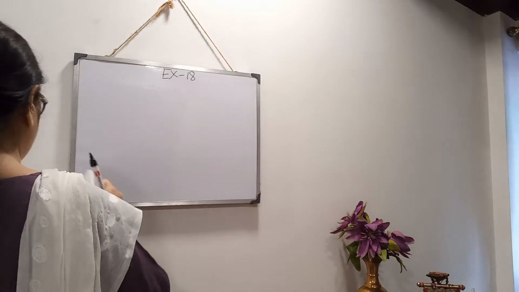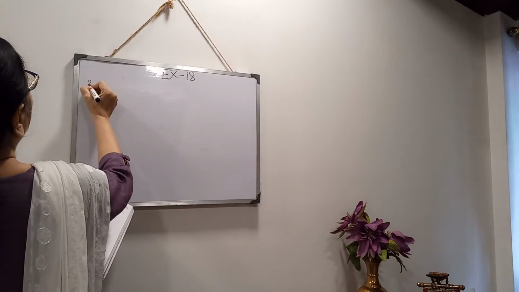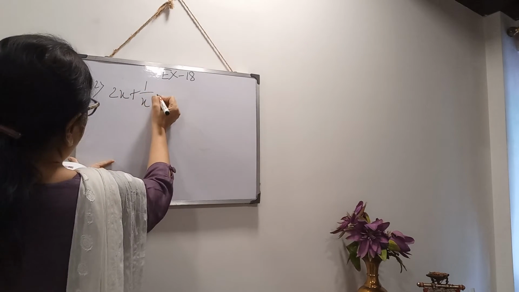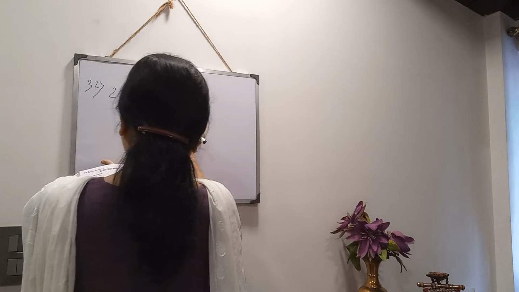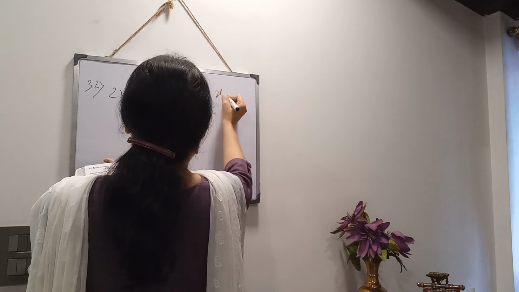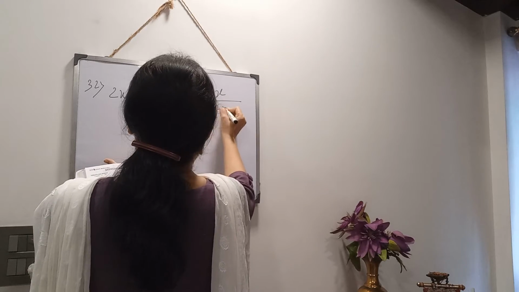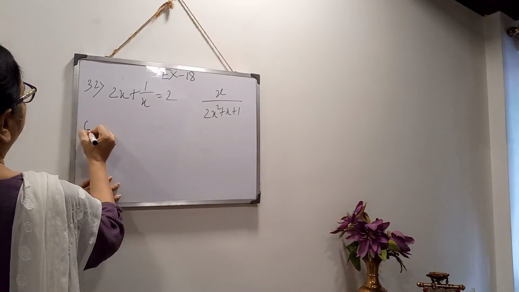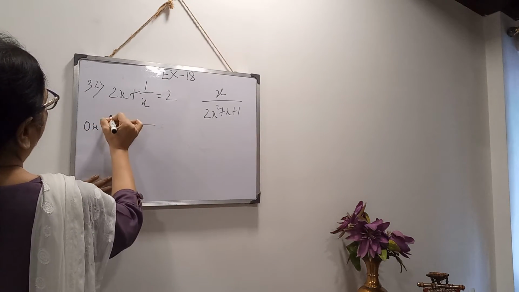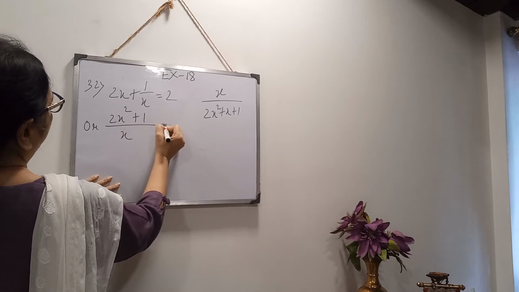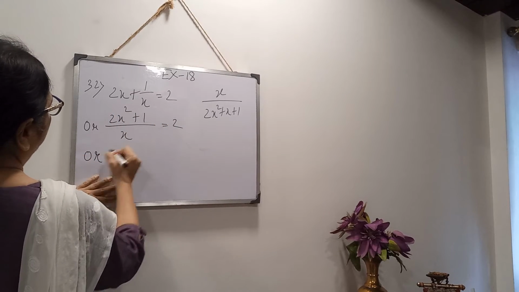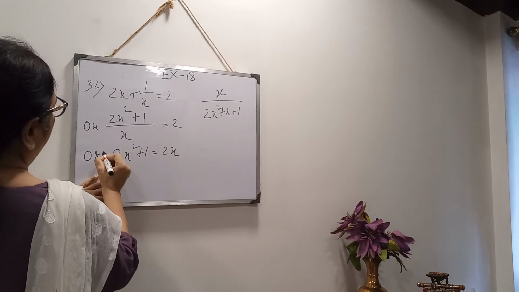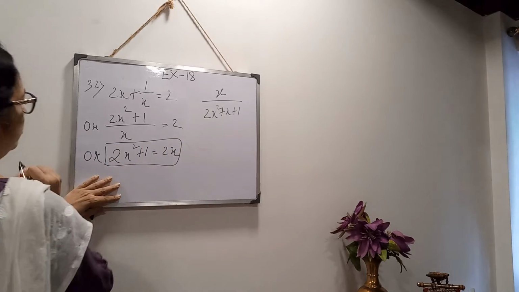32. 2x plus 1 by x equals 2. It is given. Always you start with what is given, from there. You have to find out the value of this. So again take the LCM. It is coming 2x square plus 1 equals 2x. Next step I have already told you: you have to cross multiply. 2x square plus 1 equals 2x. Now keep it in a box. Afterwards we will use this.